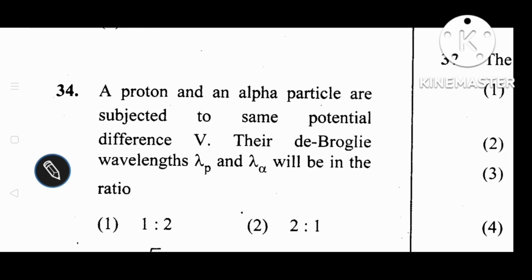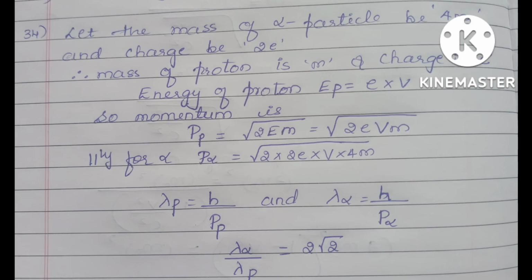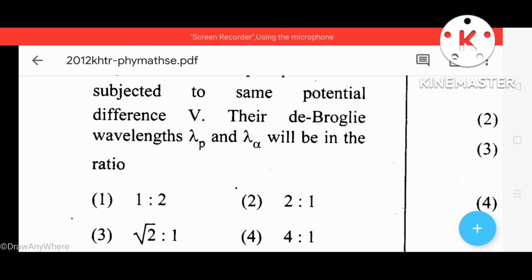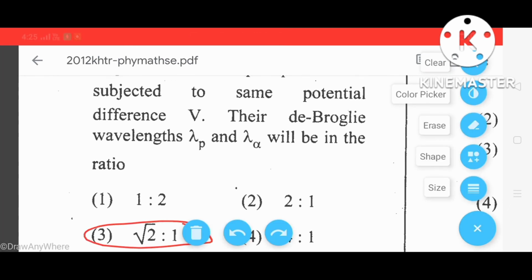Next, question number 34. A proton and an alpha particle are subjected to the same potential difference V. Their de Broglie wavelengths lambda p and lambda alpha will be in the ratio. So here we get the ratio lambda alpha by lambda p is equal to 2 root 2 divided by 1. But in the options 2 root 2 is to 1 is not given. We are given the third option, that is root 2 is to 1 here. So root 2 is to 1 will be the right answer for this one.